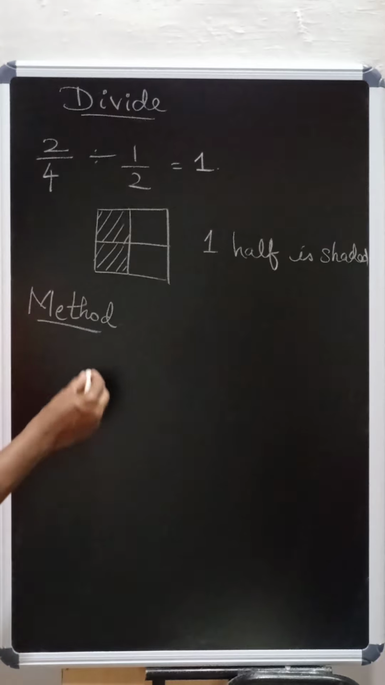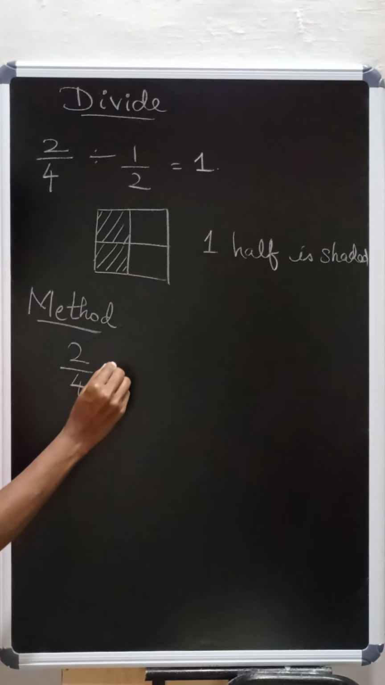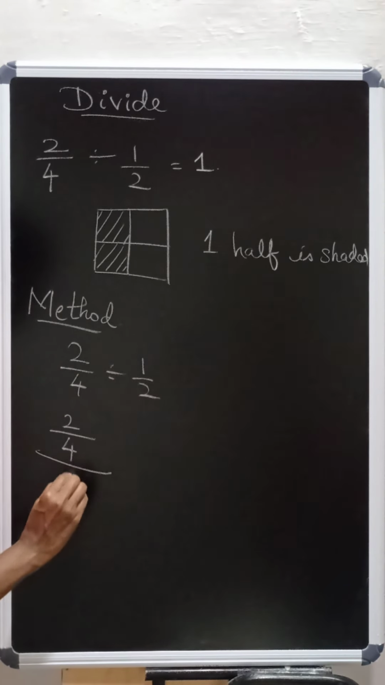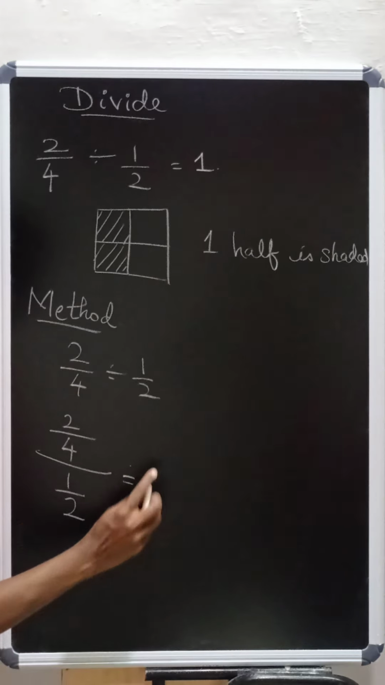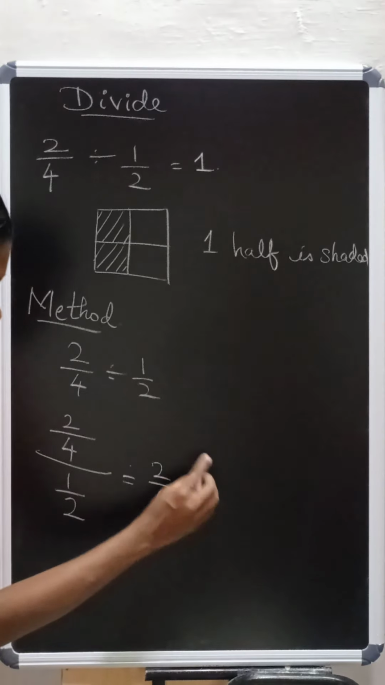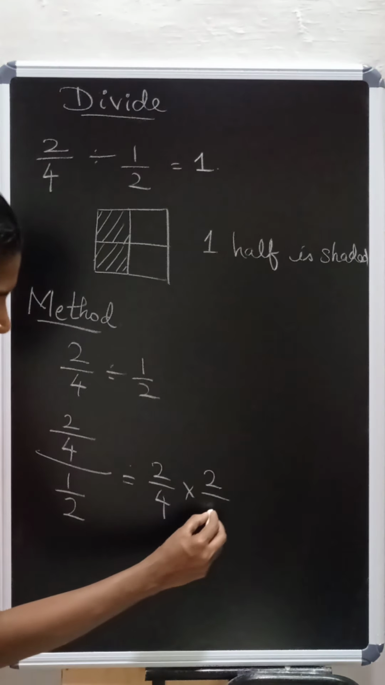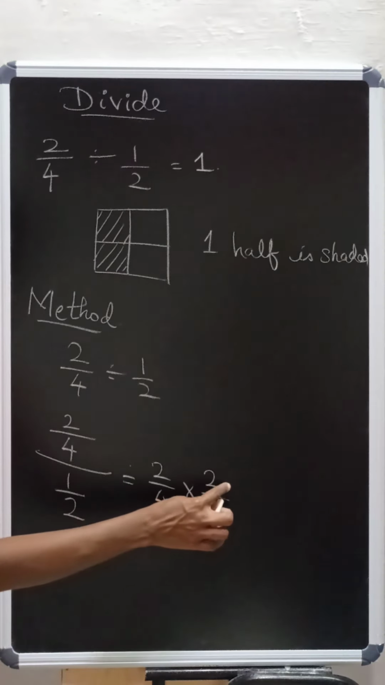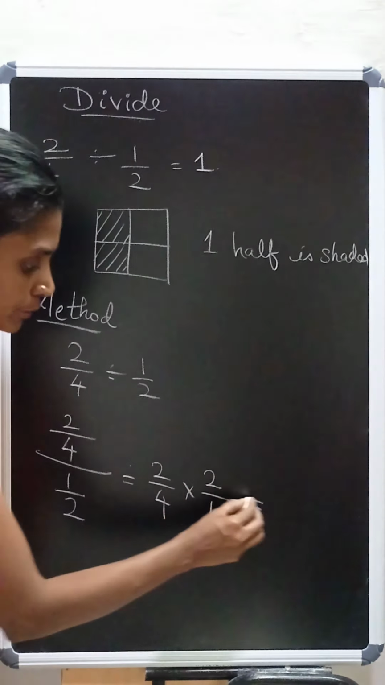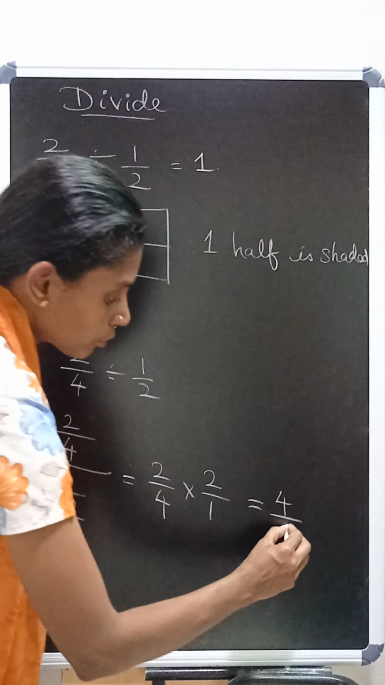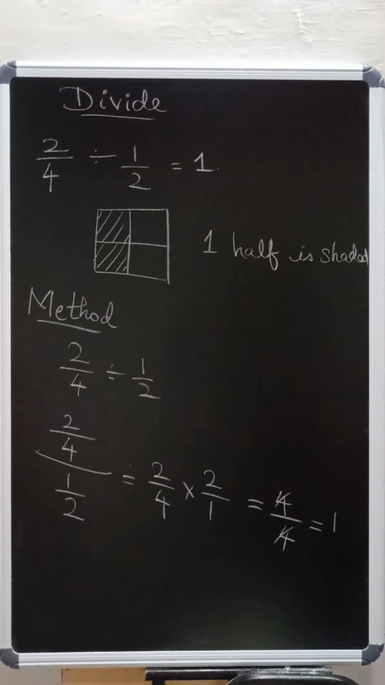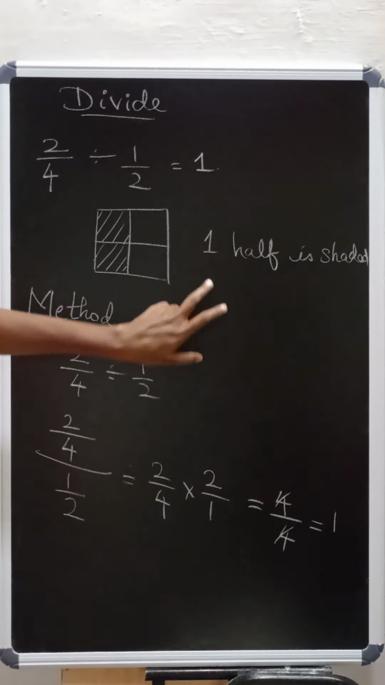Now we will see the method to do division. 2 by 4 divided by 1 by 2. So you will write this as 2 by 4 divided by 1 by 2. Then you will take the reciprocal. So 2 by 4 into this 2 will come up and this 1 will go to the denominator. This 2 will become the numerator and this 1 will become the denominator. Now you just multiply, 2 2s are 4 and 4 1s are 4. Now you just cancel, you will get 1. So here also you have got 1.